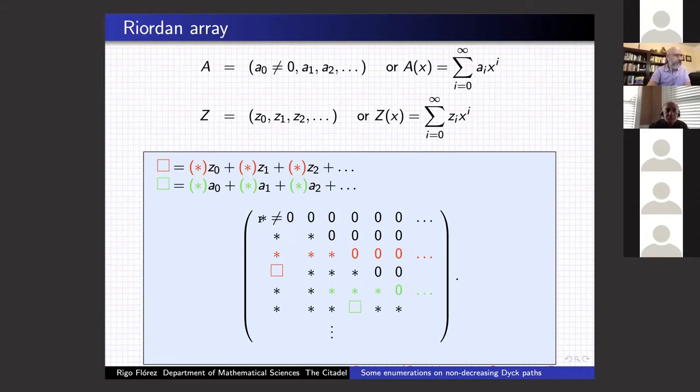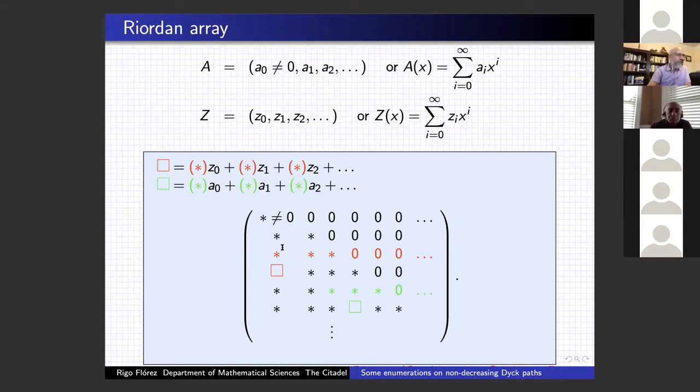The first condition is that the first entry here is never zero. And the rows here, or let's say columns, the people who discovered this call one the external columns, and they call these the internal columns. So we are going to generate the external columns in one way and the internal columns in another way. So we need a vector with the first entry not equal to zero, and here, whatever. Or you can use generating functions, and the entries of these vectors are the coefficients of the variable x. And here we are going to use another infinite vector or a generating function.